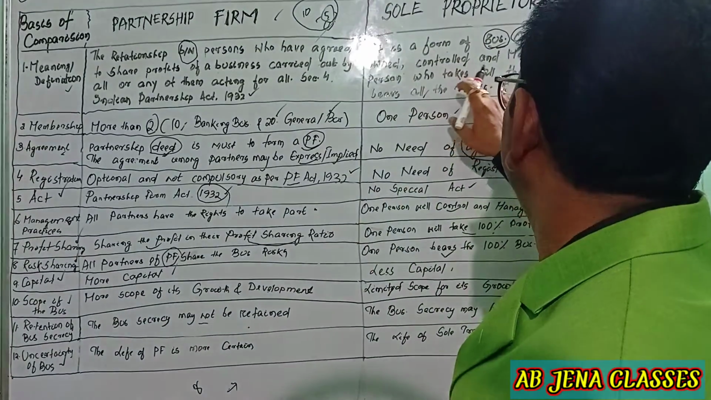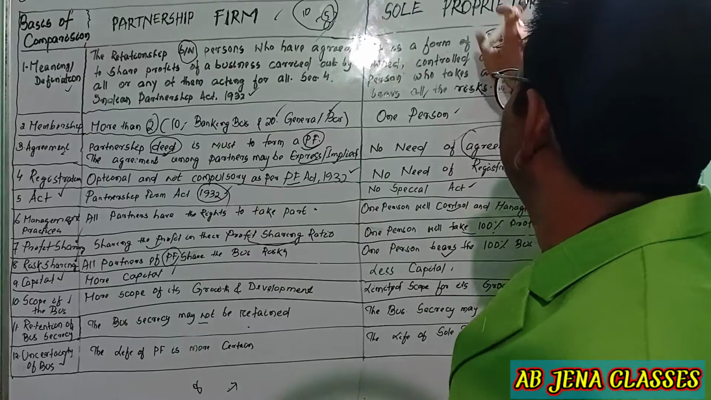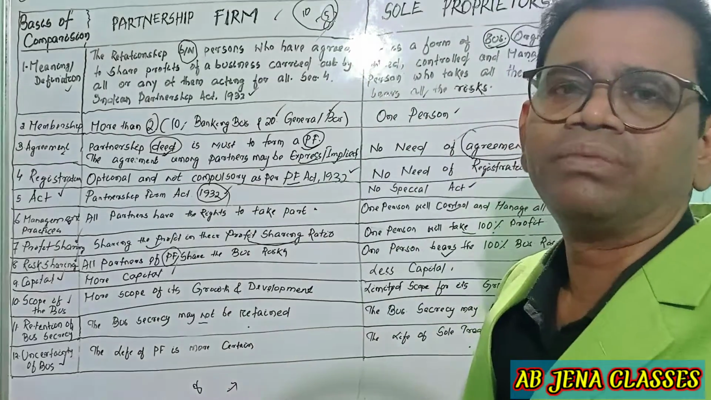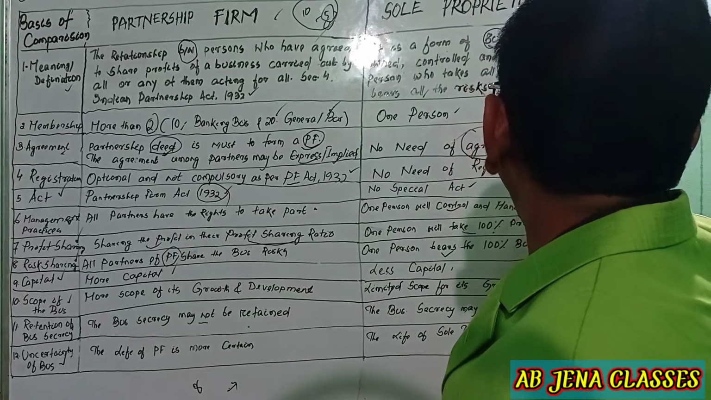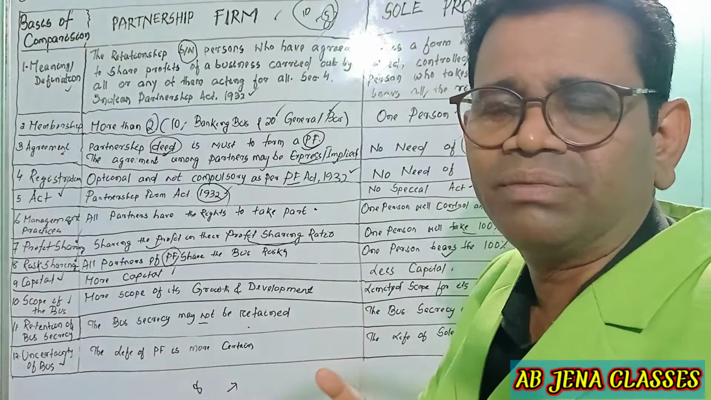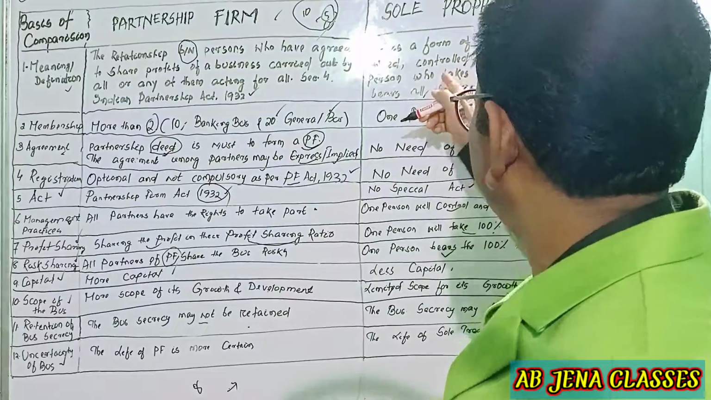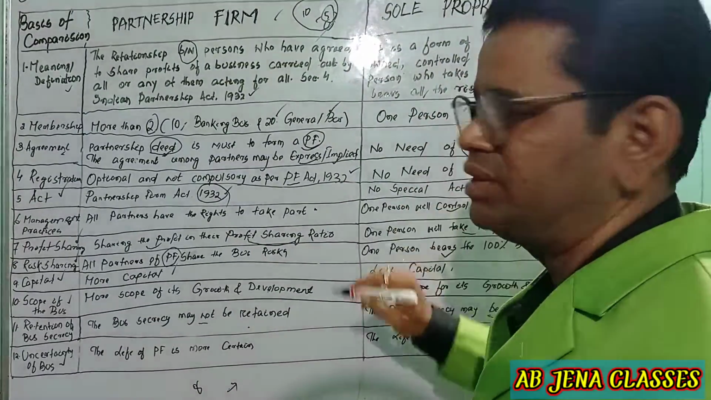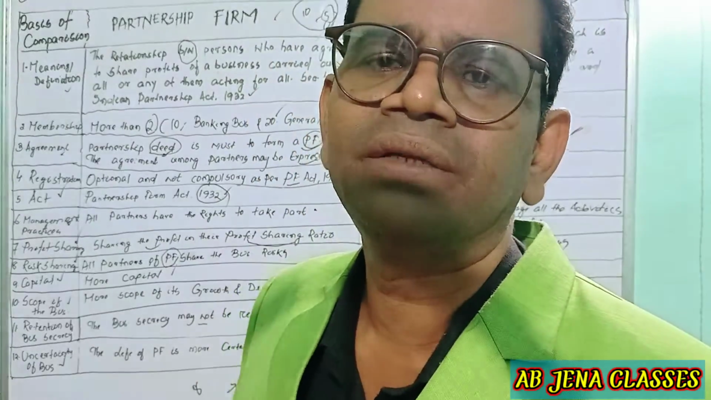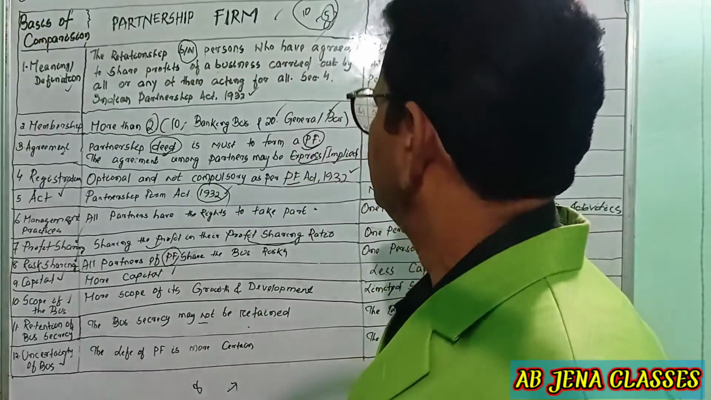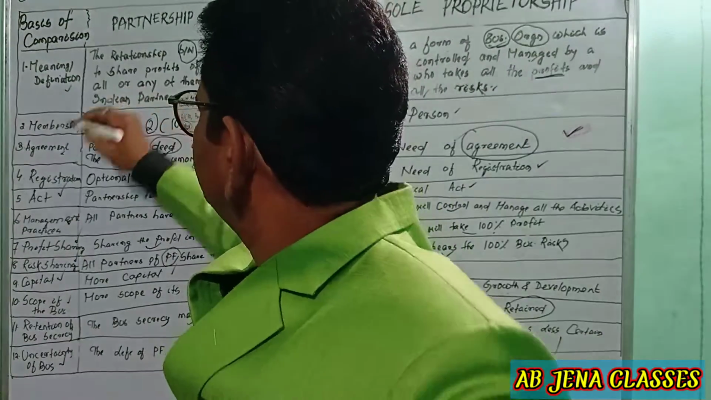Simultaneously, the sole proprietorship business will earn profit, and 100% of the profit will be taken by that person. Similarly, if there is risk, who will take the 100% risk? The sole proprietor. Come to the second one, which is the membership.